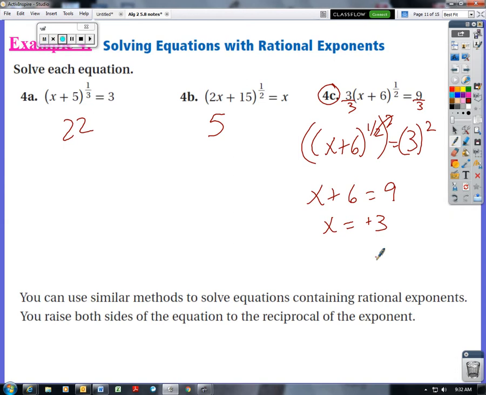x equals 3. So plug 3 back in to check. 3 times (3 plus 6) to the 1/2. Does that equal 9? 3 plus 6 is 9. Square root of 9 is 3. 3 times 3 is 9. It works. There's your answer.